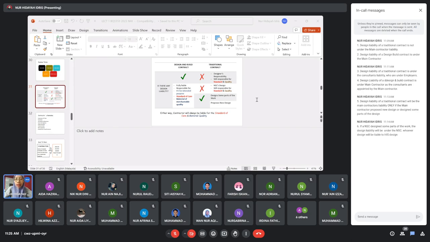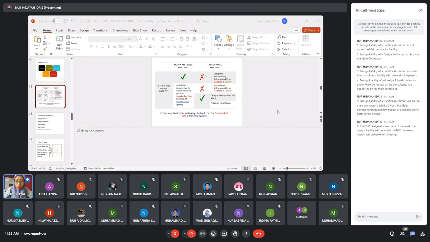They are architect and engineer. And then design liability of a design contract is under the main contractor. Yes. Why? Okay. Design and build contract is a single point responsibility contract where the main contractor will appoint everyone, including all the consultants, architect, engineer, quantity surveyor, land surveyor, whoever. The consultant team will be appointed by the main contractor. Plus, those nominated subcontractors as well as domestic subcontractors will be appointed by the main contractor. Alright, so if you could see, it's a single point responsibility.